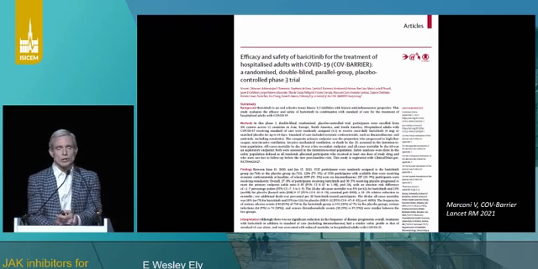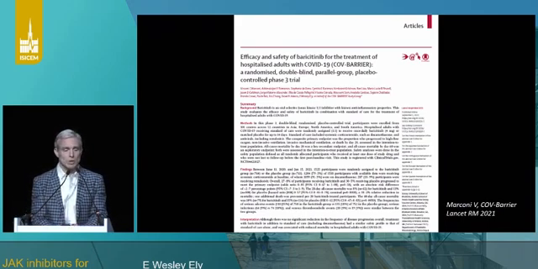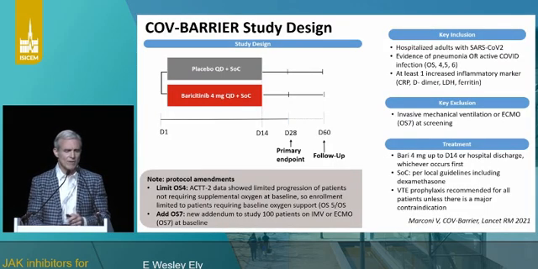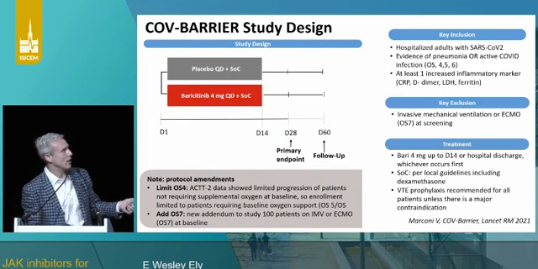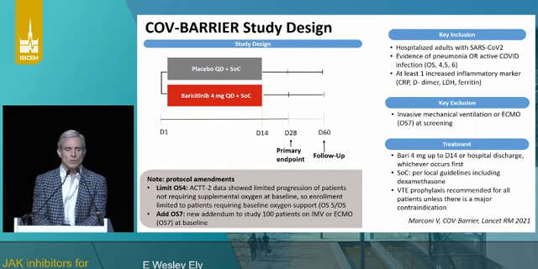This is the cover shot of today's publication, which will come out in Lancet Respiratory at 5 p.m. The study design was as follows. This was a double-blind, placebo-controlled investigation whereby patients were given either placebo or baricitinib 4 milligrams once daily for up to 14 days. The patients were hospitalized COVID patients who had evidence of pneumonia or active COVID infection other than pneumonia at OS 4, 5, or 6, and at least one increased inflammatory marker.